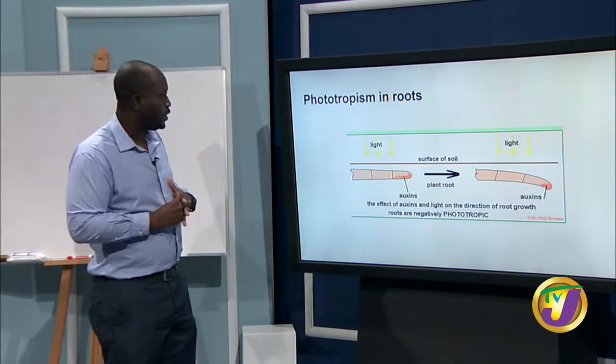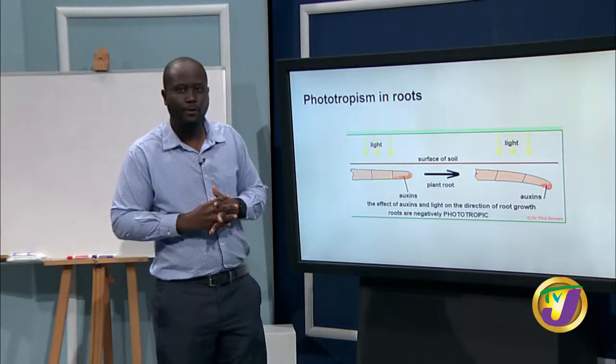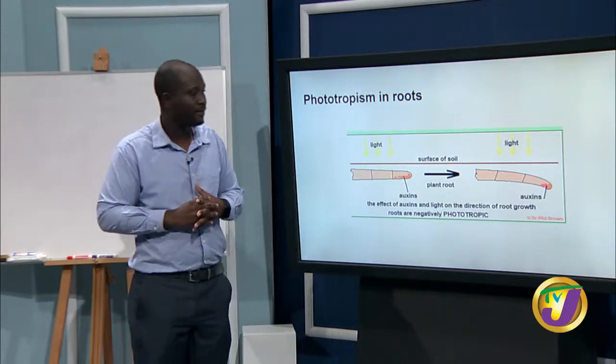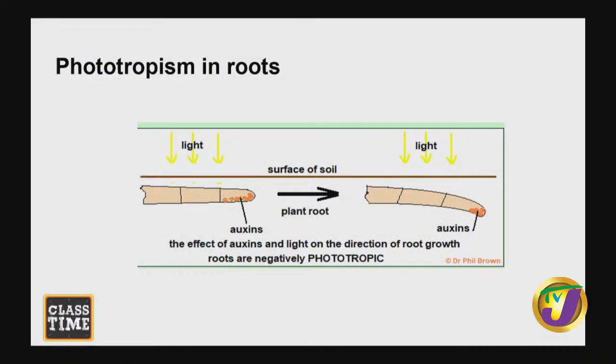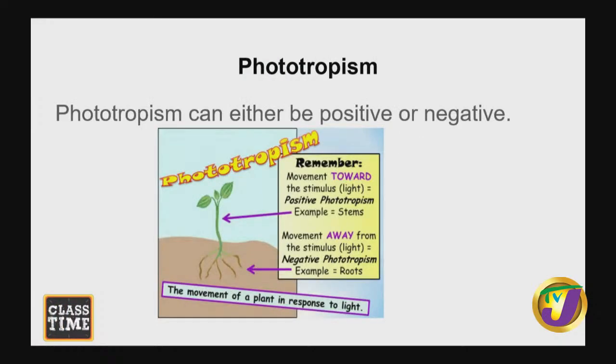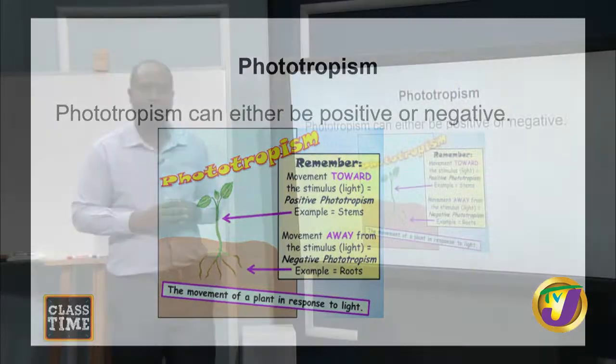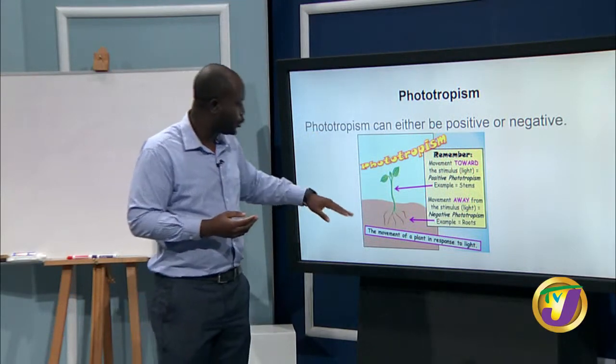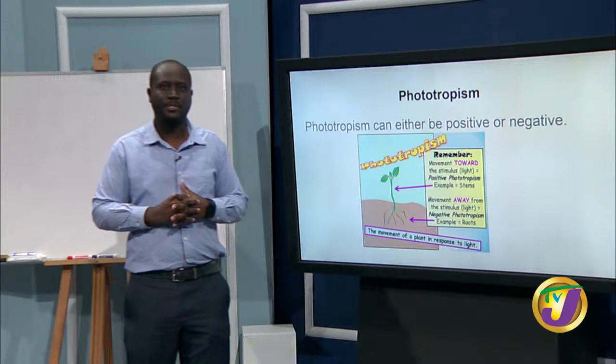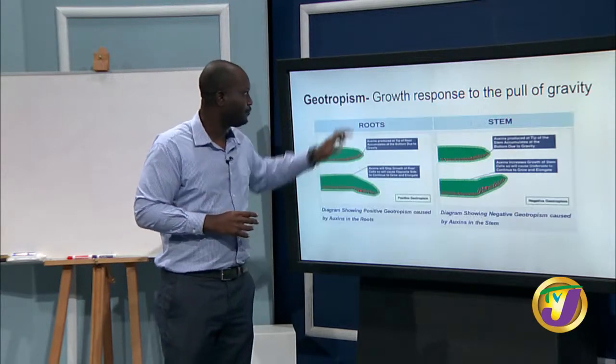And we said that the root will show negative phototropism. That means it grows away from the light source, while the stem shows positive phototropism. It grows towards the light source. So in tropism, if the organism moves towards the source of the stimulus, then we say that it is positive. If it goes away from the stimulus, then we say it is negative. So in this case, for phototropism, the stem will show positive phototropism because it grows towards the light source, while the roots show negative phototropism because they grow away from the light source.